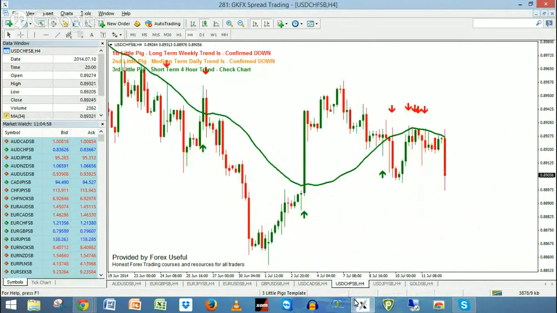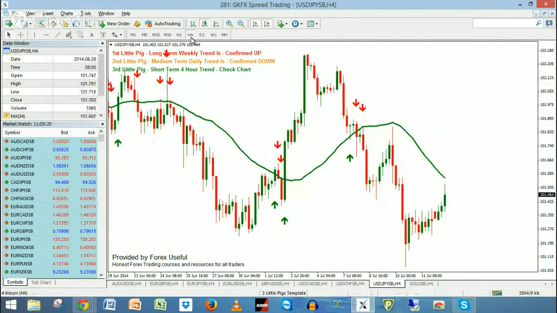On to USD Swiss. I've been in a short trade here since last Wednesday. We come up, touch the moving average, and I've got a stop loss just behind the moving average. So I'm still in this trade from here, hoping for this to push on down and a nice winning trade to the downside.